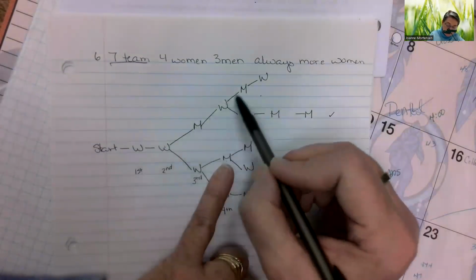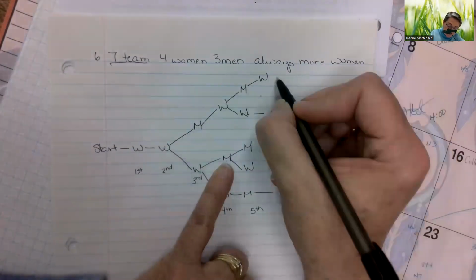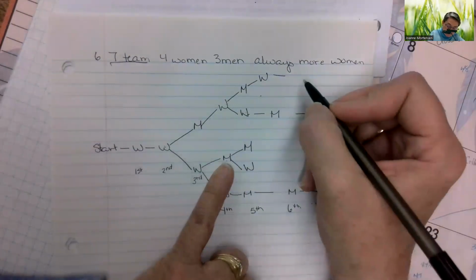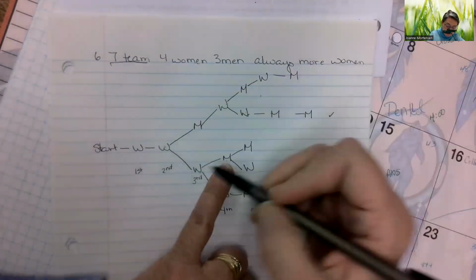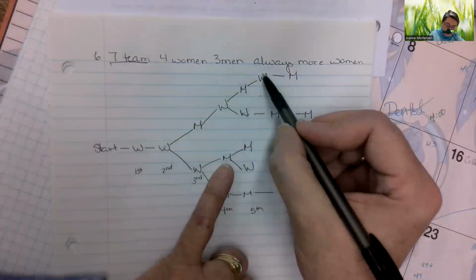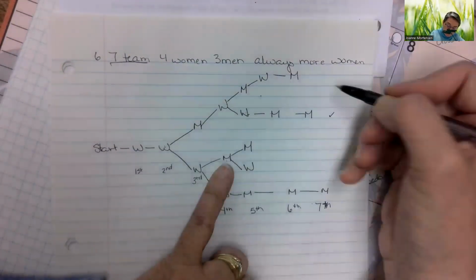1, 2, 3, 4, 5, 6. Oops. We're missing 1. And it must be the men's. 1, 2, 3, 4 women. 1, 2, 3 men. Check.